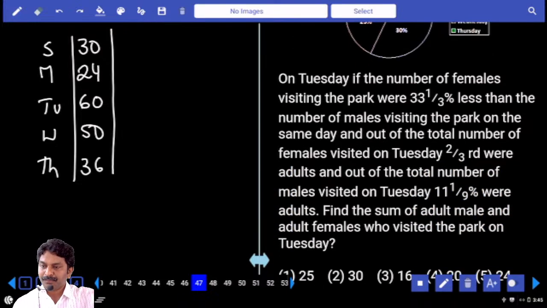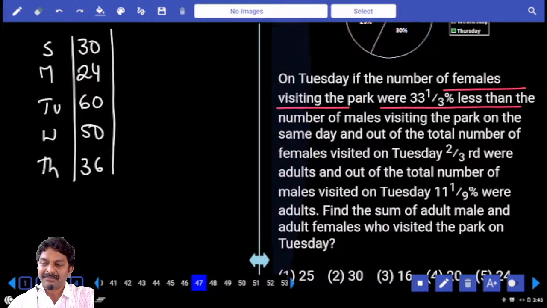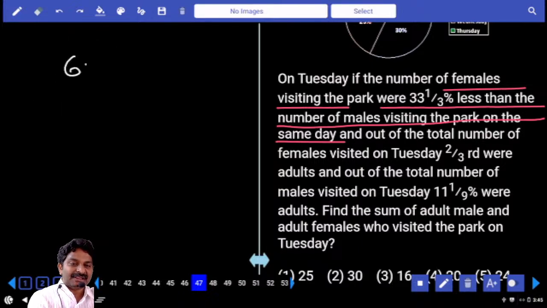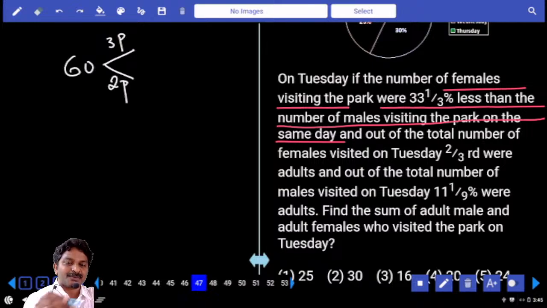On Tuesday, if the number of female visiting the park were 33 1/3% less than the number of male visiting the park on the same day. Which day? Tuesday. Tuesday total how many people are there? 60. Out of 60, female are 33 1/3% less, which is 1/3. Denominator is 3, so I will take male as 3 parts, 1/3 of 3 parts, 1 part, which is less. That means 2 parts. So can we take ratio 60-40? So male are 36, female are 24. This is on Tuesday.